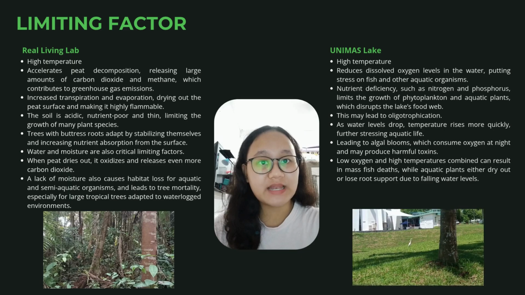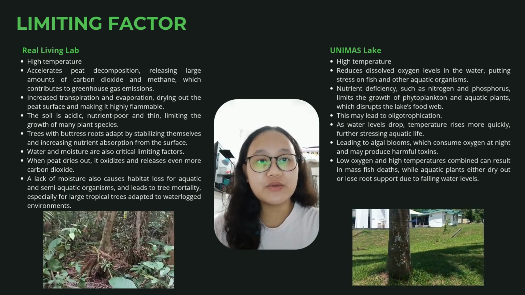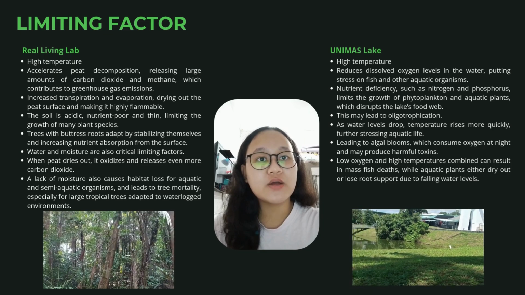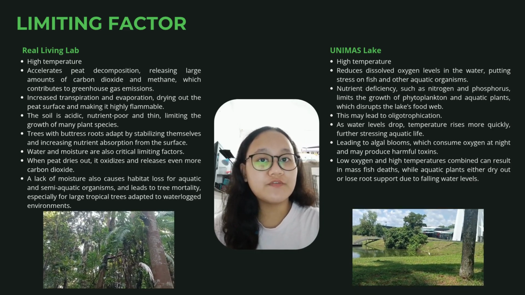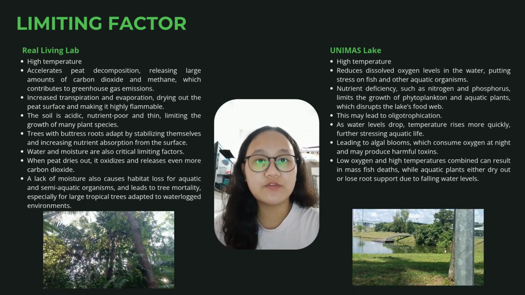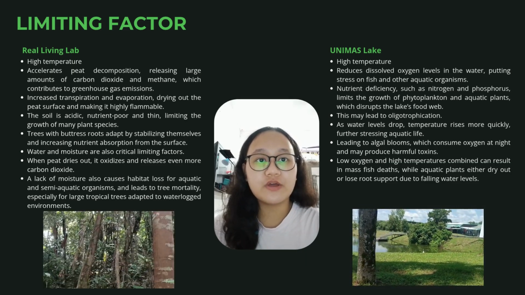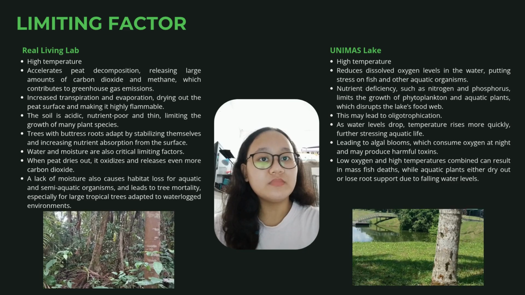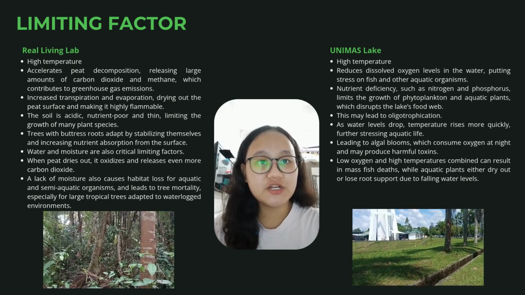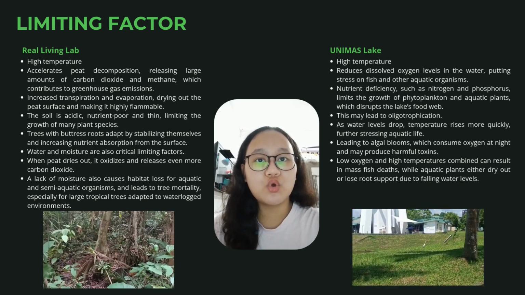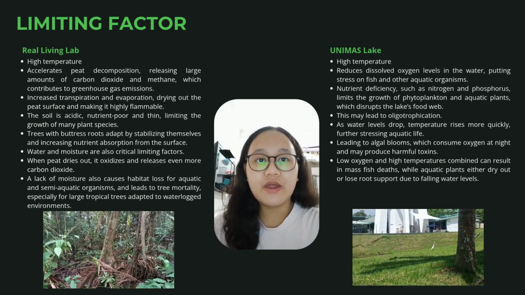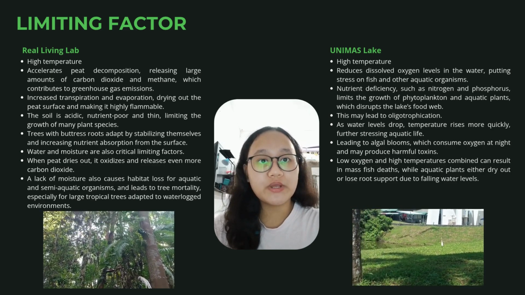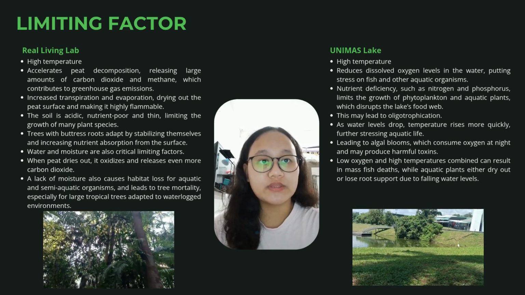Meanwhile, in the UNIMAS Lake, high temperature significantly reduces dissolved oxygen levels in the water, putting stress on fish and other aquatic organisms. Nutrient deficiency, particularly of nitrogen and phosphorus, limits the growth of phytoplankton and aquatic plants, which disturbs the lake food web. This may lead to oligotrophication, where water appears clear due to low algae growth but supports very little life. As water levels drop, temperature rises more quickly, further stressing aquatic life.